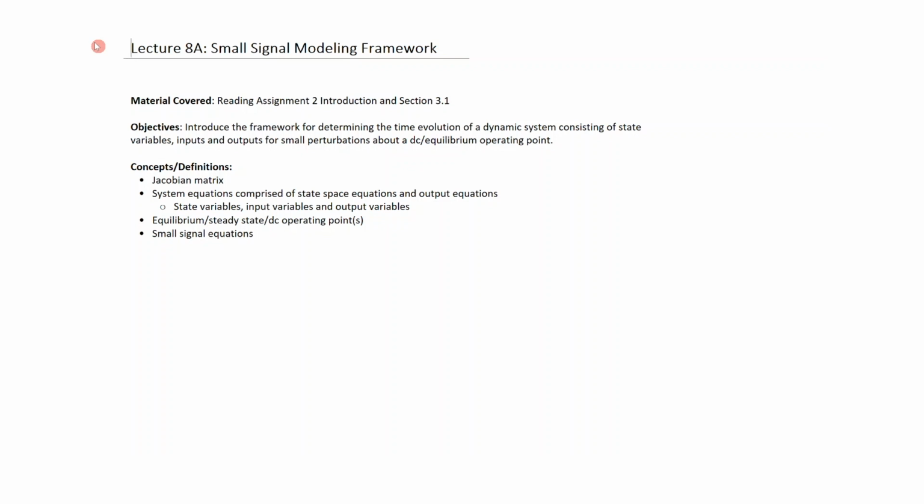The concepts and definitions developed throughout this teaching module include the Jacobian matrix, and what we mean by system equations, which are comprised of state space equations and output equations. These equations themselves consist of state variables, input variables, and output variables.